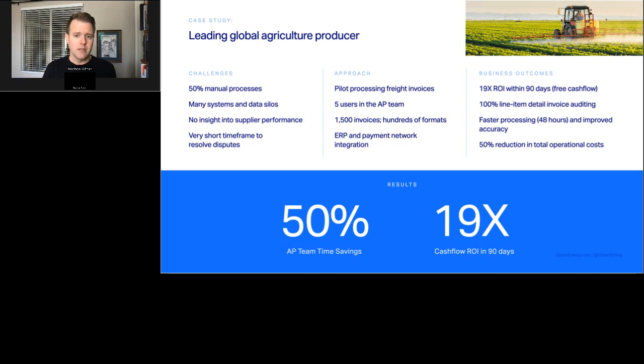And this is for billions of dollars in goods processed for this particular customer. This particular customer is one of the largest ag producers in the world.